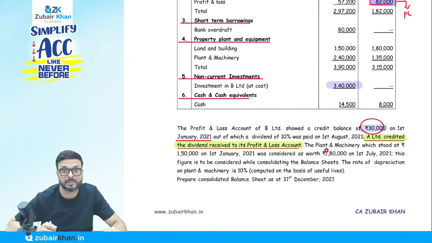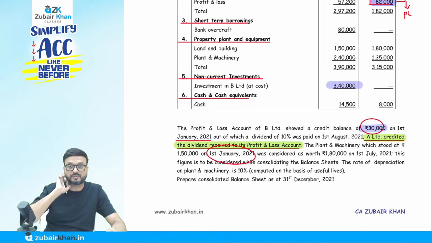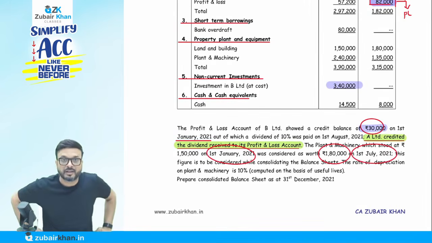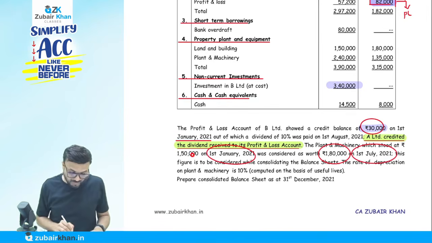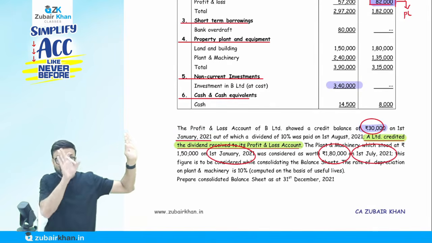Now this is the plant and machinery which stood at rupees 1,50,000 on 1st of January and was considered worth rupees 1,80,000 on 1st of July. Remember the date. The opening balance, which was on 1st of January 2021, the book value was rupees 1,50,000, was considered worth 1,80,000 on 1st of July. So they are not doing the revaluation at the end, they're doing it in the mid of the year. But the book value is not at the mid. The book value is of the opening date. And they're doing the revaluation in the mid.